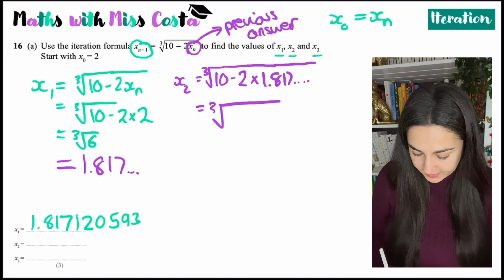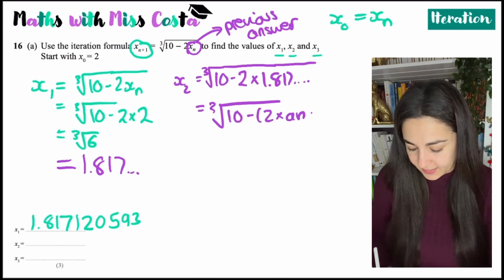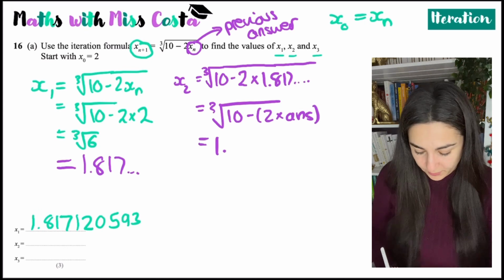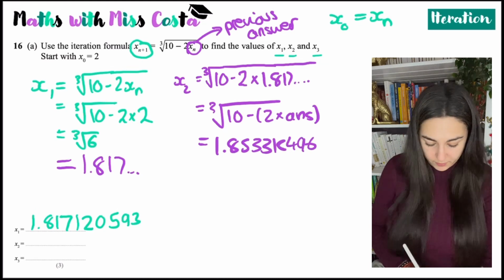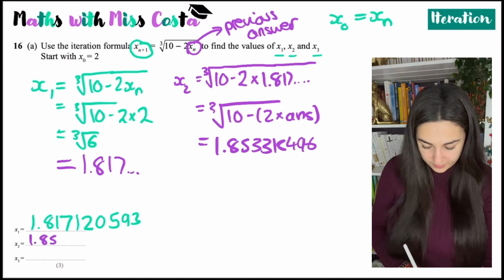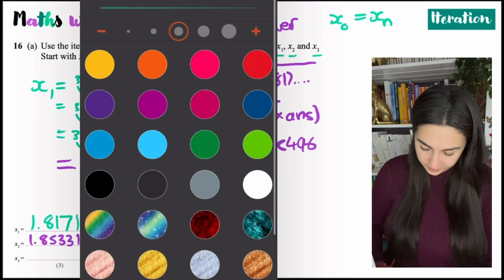So 10, take away brackets 2 times answer in your calculator gives me 1.853318496. So that would be 1.8533186, so forth. Okay, and the final part is x3.